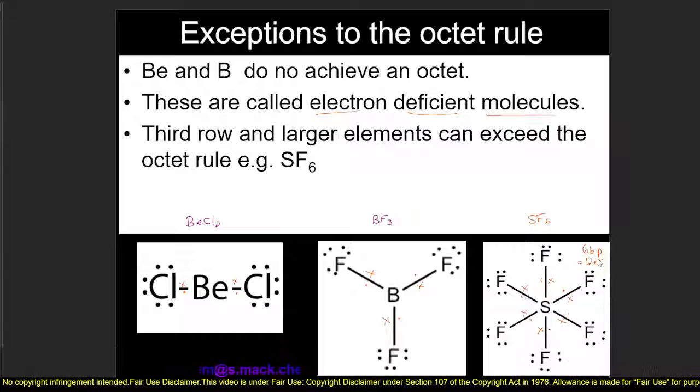than an octet. So just to summarize, I'm pointing out that some covalently bonded molecules may contain more or less than an octet in their outermost shell of the central atom, for example, beryllium, boron, or sulfur.